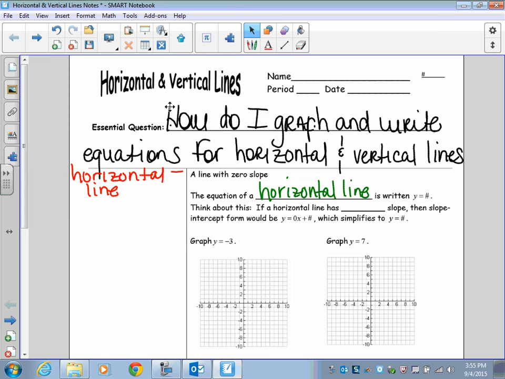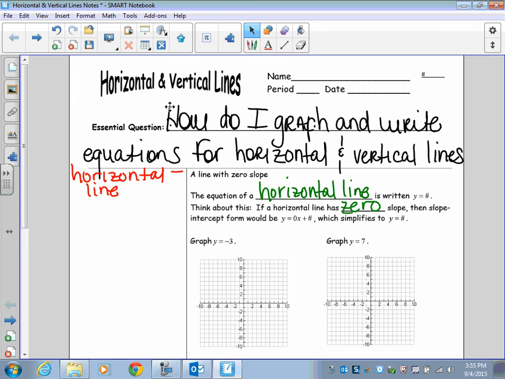Think about this. If a horizontal line has a zero slope, then slope-intercept form would be y equals 0x plus number, which simplifies to y equals number. So in this line, you're going to write 0. So remember, the number is your y-coordinate or your y-intercept. Also, we need you to remember we talked about y-intercept in our previous lesson.